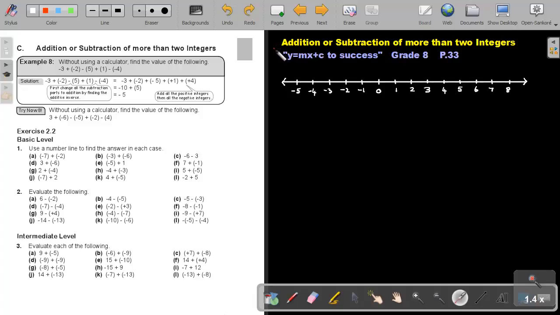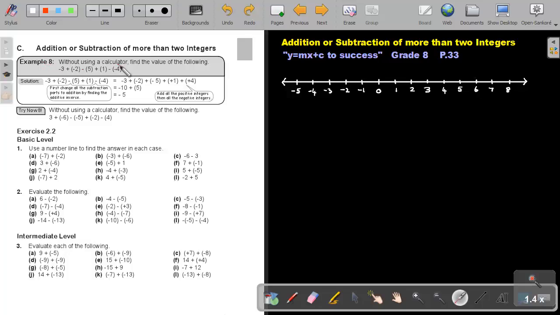Part 7. Addition or subtraction of more than two integers. You will find this on page 33 in the Namibian Mathematics Grade 8 textbook, y equals mx plus c to success. Let's look at example 8.